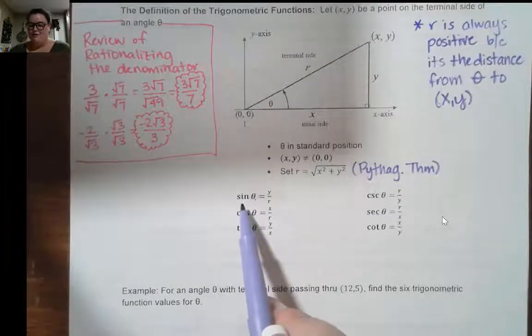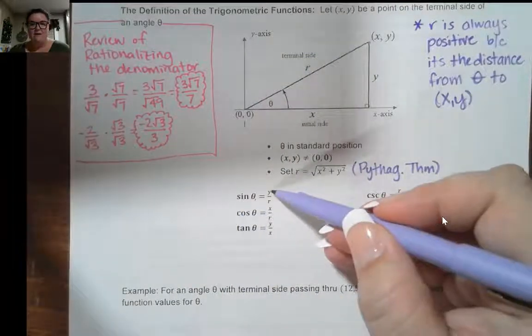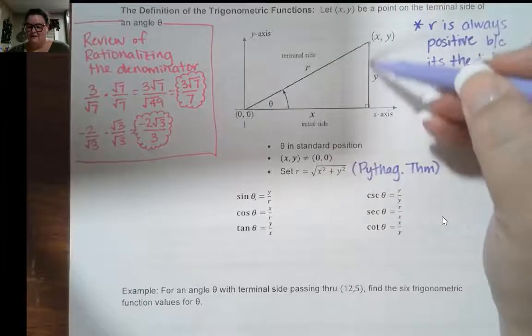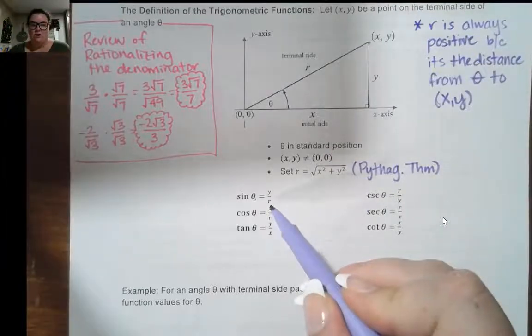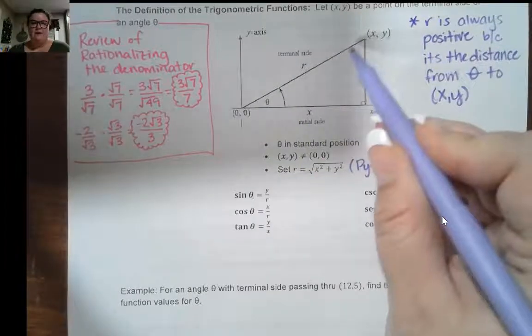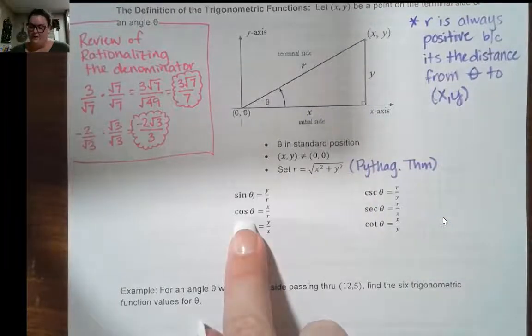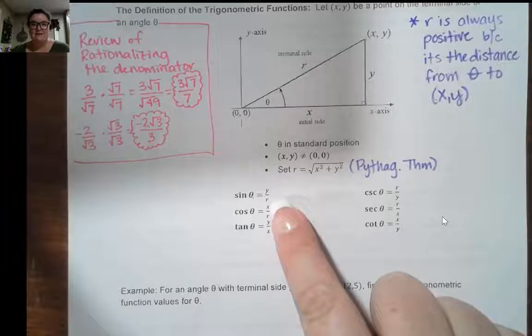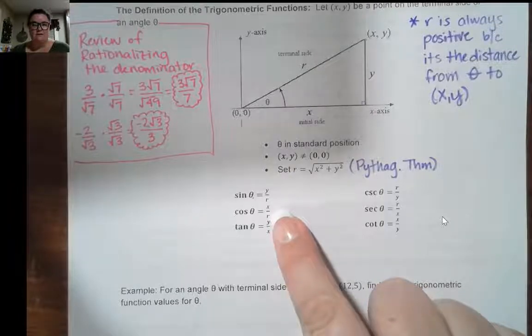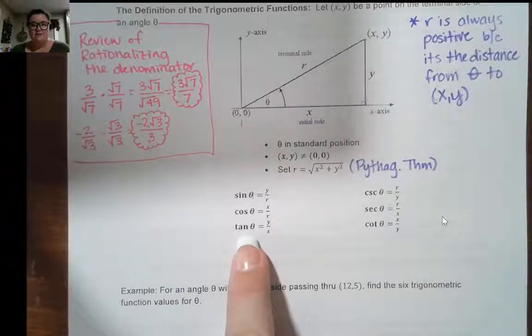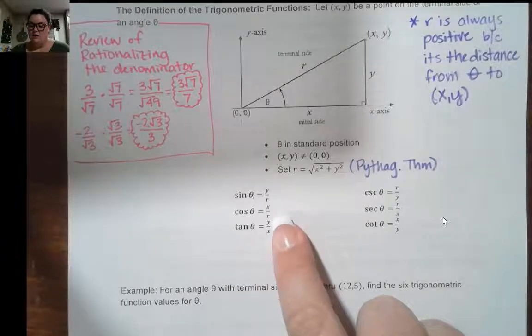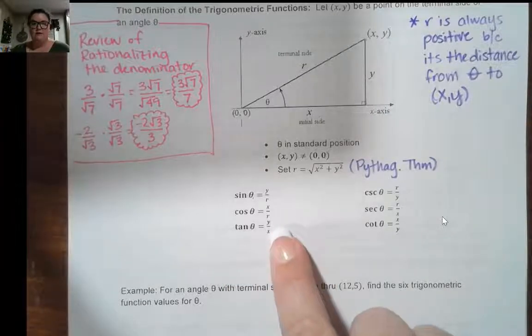So the sine value we get by doing our y value, or this y distance, divided by our r distance, which is that hypotenuse distance, okay? Our cosine value we get by doing our x distance over our r distance, and then our tangent theta function value is our y over our x.